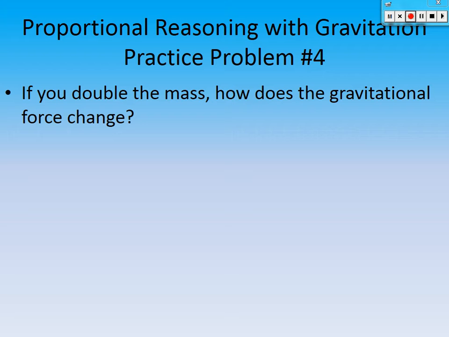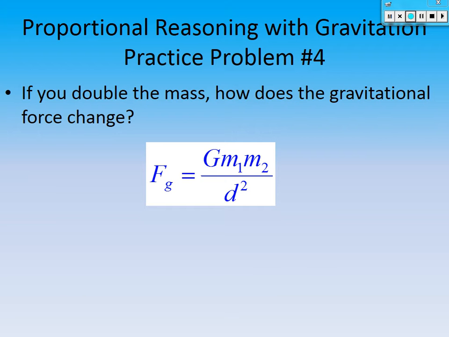Okay, so practice problem number 4. Let's go through it together. It says proportional reasoning with gravitation. So we can reason through this problem and use proportions to do that. It says if you double the mass of one of the objects, how does the gravitational force change? Here's our equation. What if we were to double one of these masses? It doesn't matter, either m1 or m2. What if we doubled it? Let's just see how that would change. We would still have G. That's going to be the same. It's a constant.